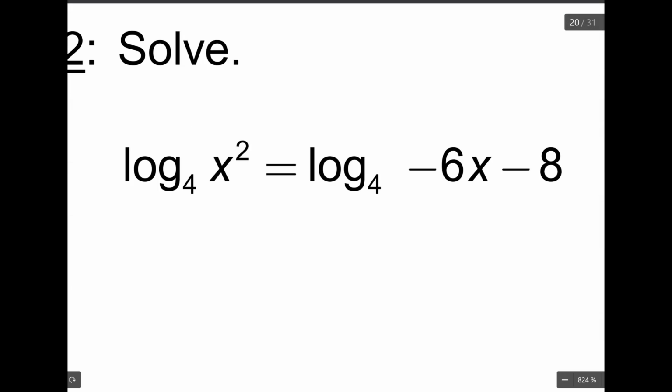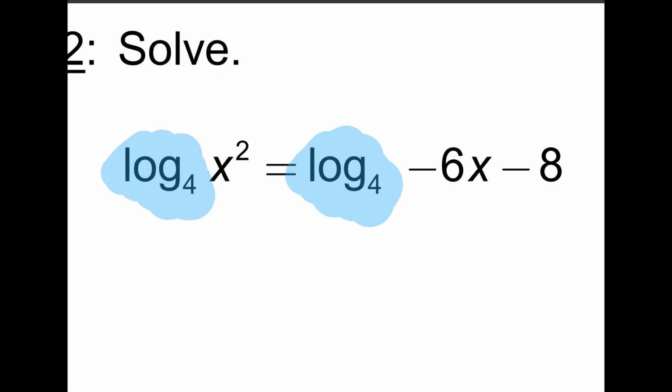Okay, guess what's happening here? I have log base 4 on both sides. They have the same bases. So, since they have the same bases, I can set what we're taking the logarithm of equal to each other. I can set the inside parts equal to each other, as long as I have the same log base. That's why I highlighted. They both are log base 4.